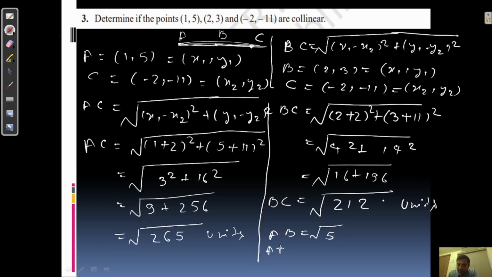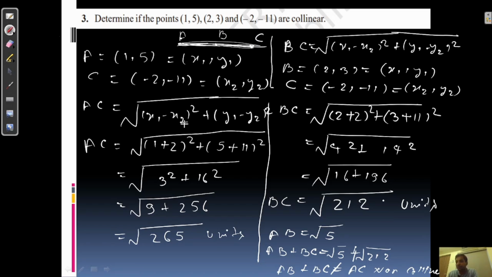Now I am going to do one thing. AB plus BC. Just look here. This is AB and this is BC. If I am adding AB and BC, the value of AB is root 5. The value of BC is root 212. Because the values inside the square roots are different, we cannot add them. And as you can see, the value of AC is root of 265. So here we can conclude AB plus BC is not equal to AC. So they are non-collinear. So the answer for question number 3, the points are not collinear.